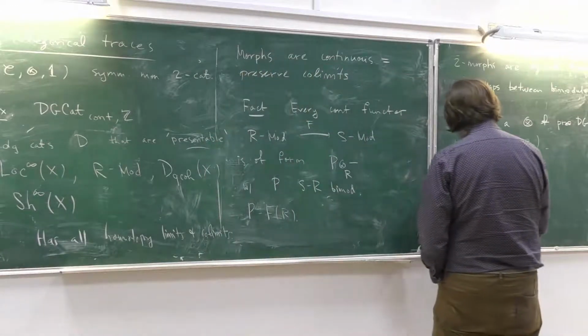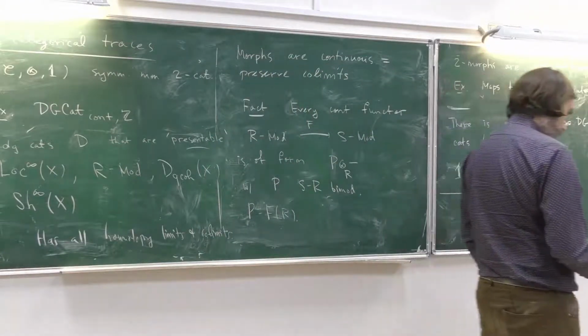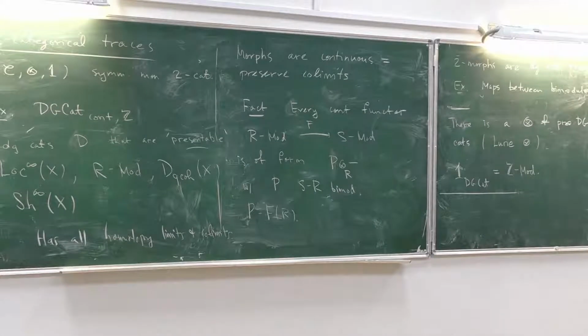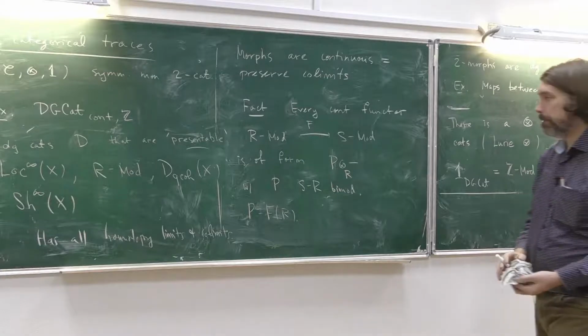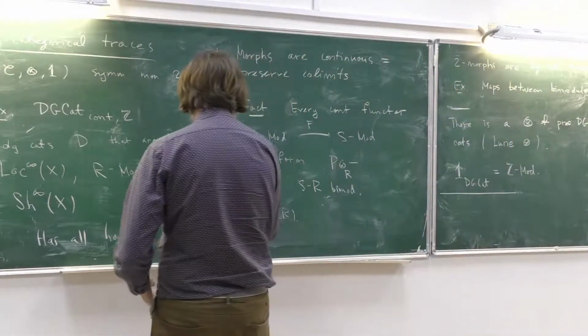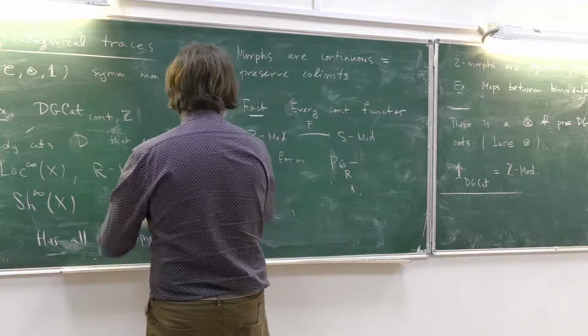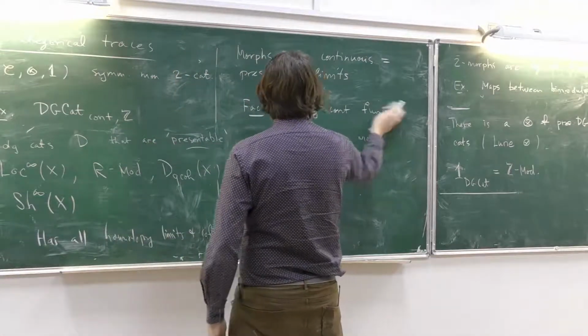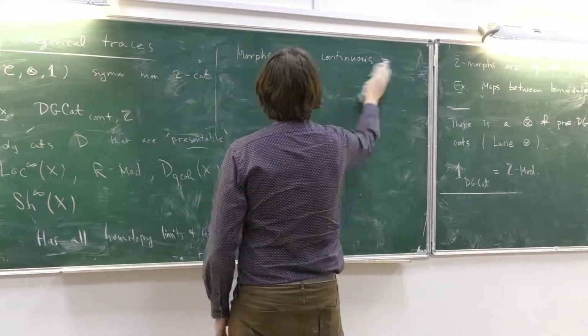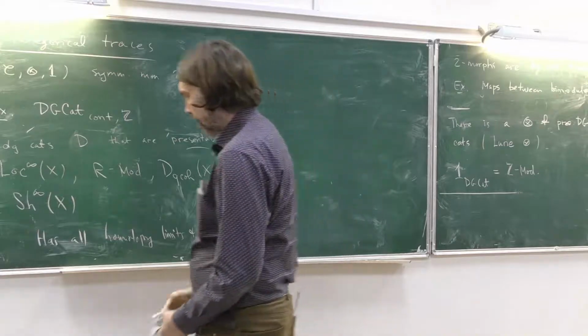And you can define dualizable objects in here. It's the same definition, you just forget the two morphisms and ask for dualizable objects in the underlying symmetric monoidal category. Let me give some examples of dualizable DG categories. In fact, all the examples I wrote here are dualizable. And let me tell you how the duals look.